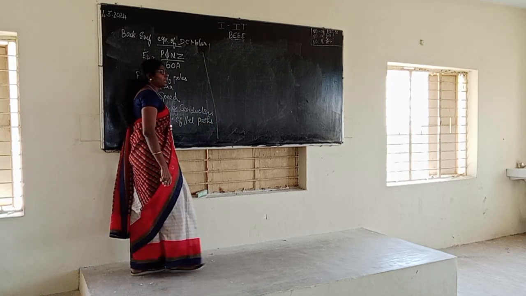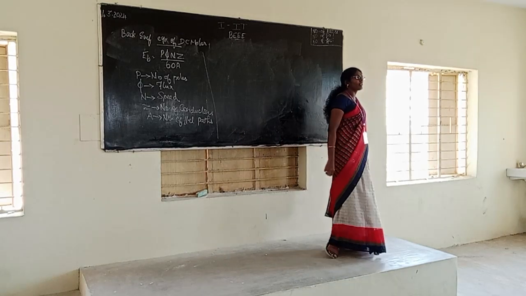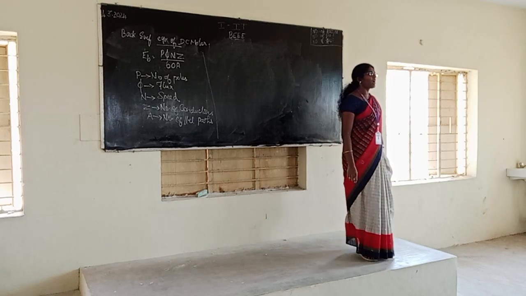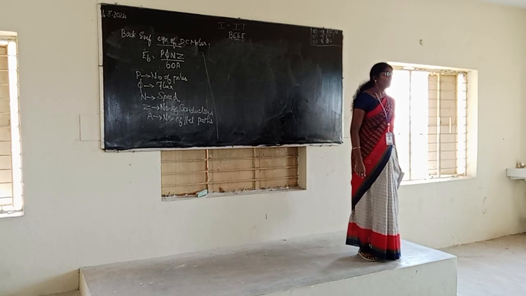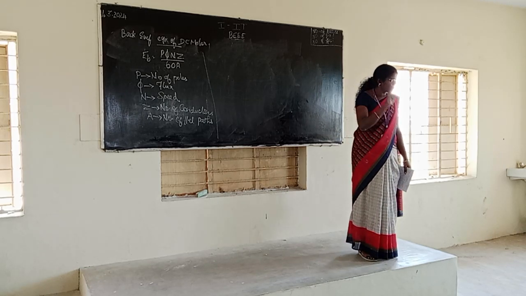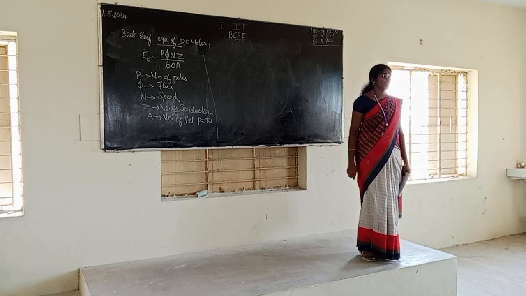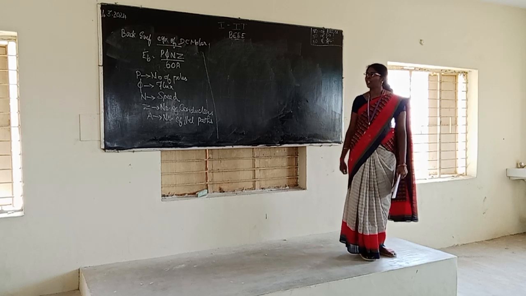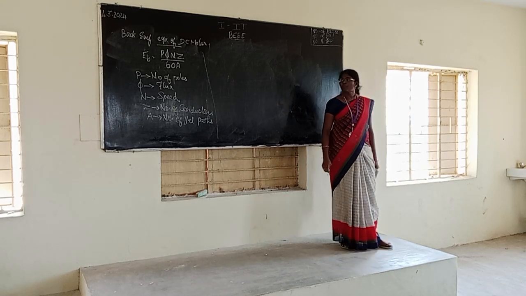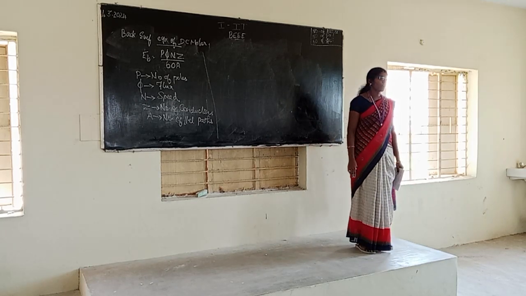In general, the EMF equation of a DC motor E_B is equal to P phi N Z by 60 A. For one revolution we are dividing by 60. So P is the number of poles, phi is the flux, N is the speed, Z is the number of conductors, and A is the number of parallel paths.